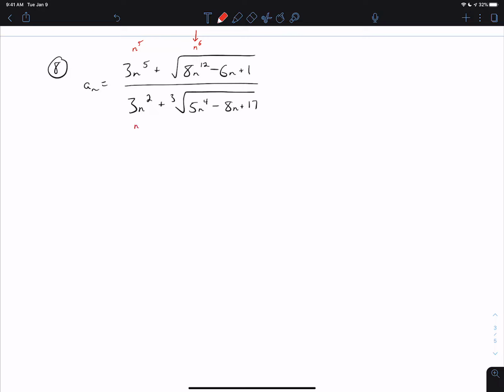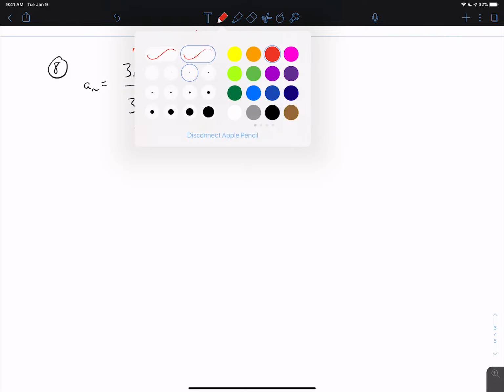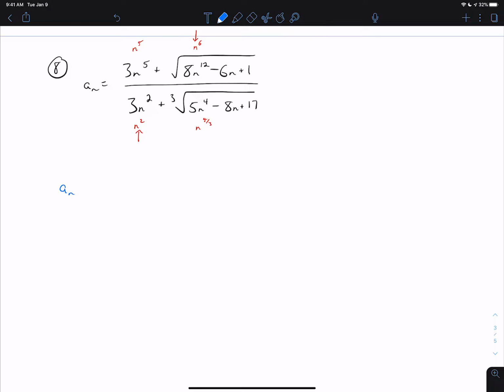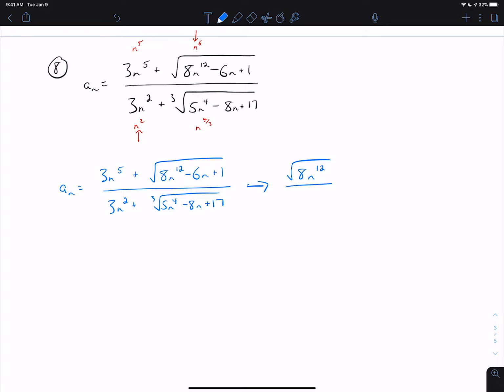Here we've got n squared versus n to the 4/3. 2 is bigger than 4/3, so this is the term we take as the dominant term. So we've got a sub n equals (3n^5 + the square root of (8n^12 - 6n + 1)) over (3n^2 + the cube root of (5n^4 - 8n + 17)). That approaches the square root of 8n to the 12th, because that's the biggest term on top, over 3n squared, because that's the biggest term on bottom.